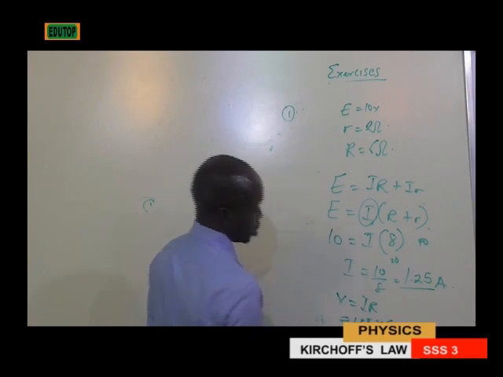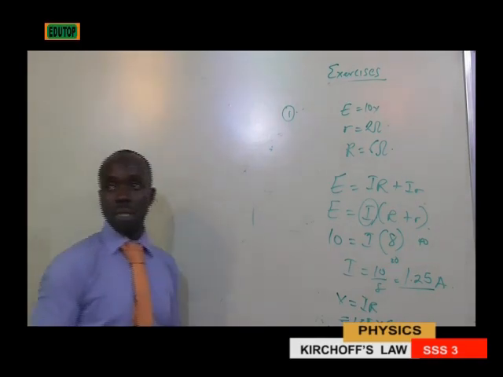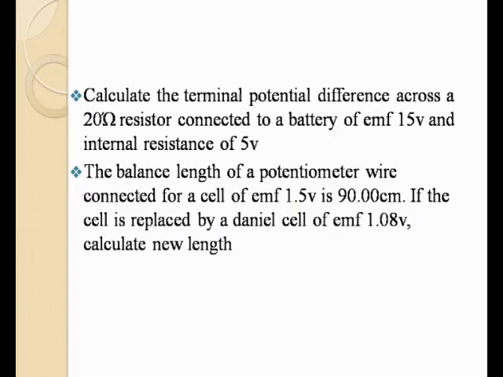6 plus what? 1, 7. 7.5 volts. Hope you saw it. It's very, very easy. Now let's go to number 3.